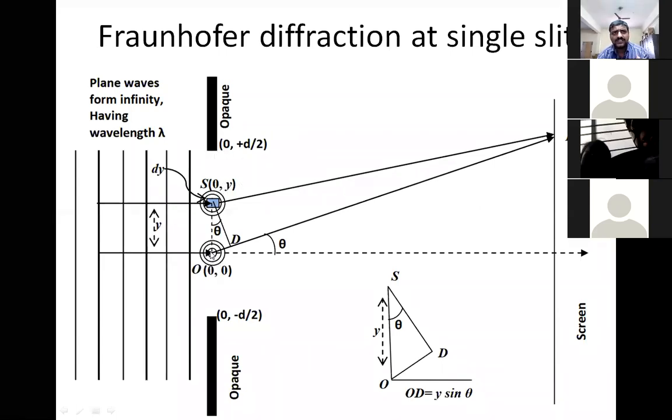If you can imagine this point as origin, the horizontal axis is the x-axis, and along the vertical y-axis direction I have the slit. Along the y direction, the slit is open, right? So you can see the y coordinate is plus d by 2 here, and this is minus d by 2. So from minus d by 2 to plus d by 2 the slit is extending, and hence the width of the slit is small d. I hope you understand this.